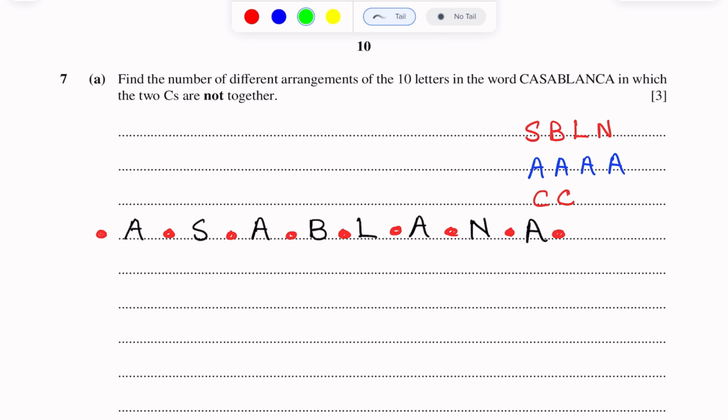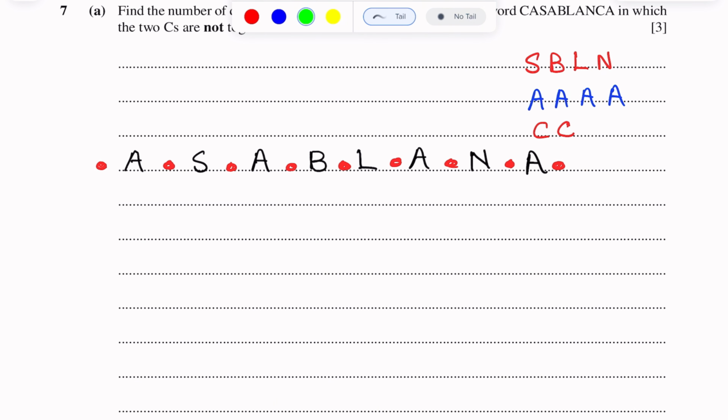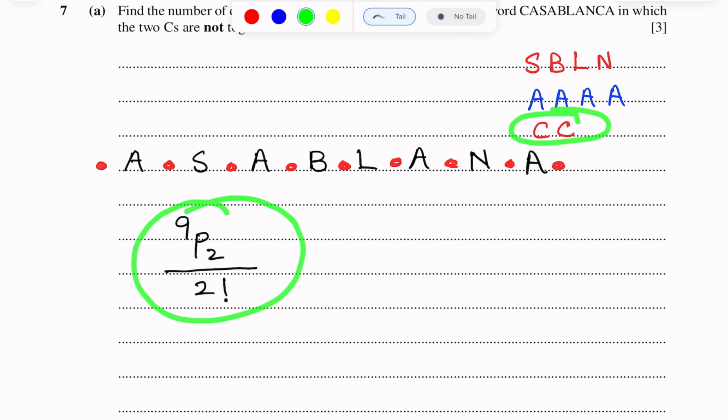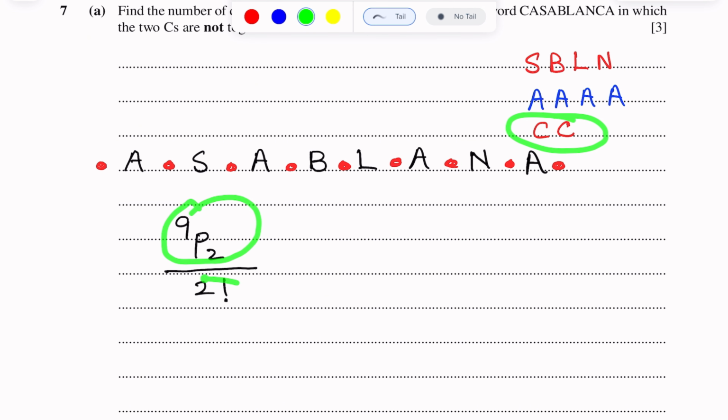How many places are there? 1, 2, 3, 4, 5, 6, 7, 8, 9. These are 9 places, but there are only 2 C's. We can arrange these 2 C's in any of these 9 places. Because the question is a permutation, we can arrange these 2 C's in 9P2 ways, over 2 factorial, because 2 C's are repeated.